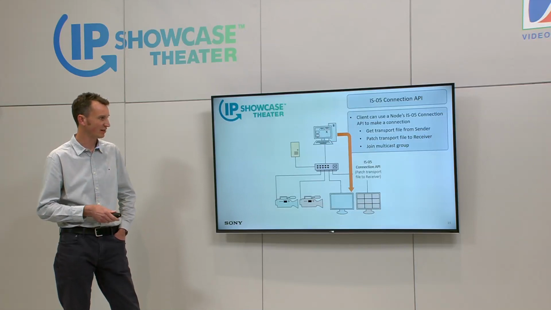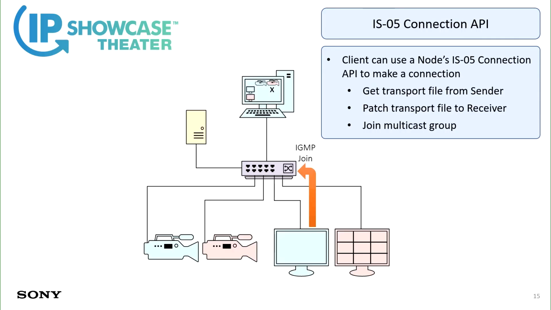data from the sender. Once it's done that, it will then send a message to the network to say it's ready to receive multicast data from the sender, typically using an IGMP join. And then packets will start to flow over the network from the sender to the receiver, and hopefully we get a picture on our monitor.